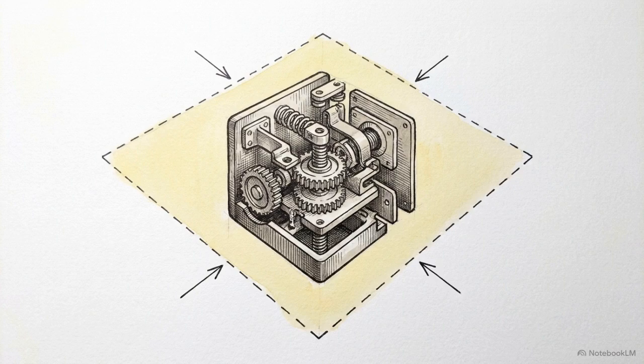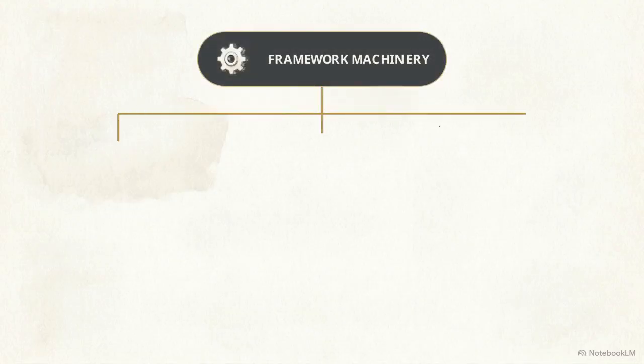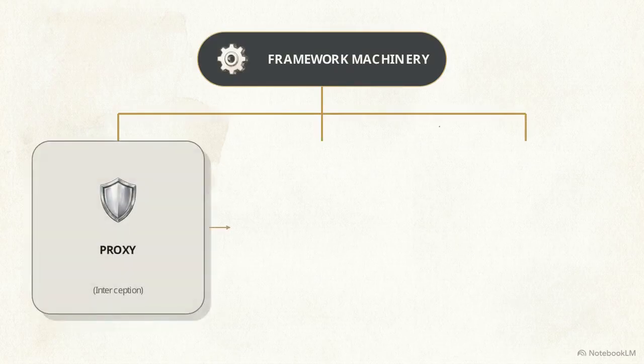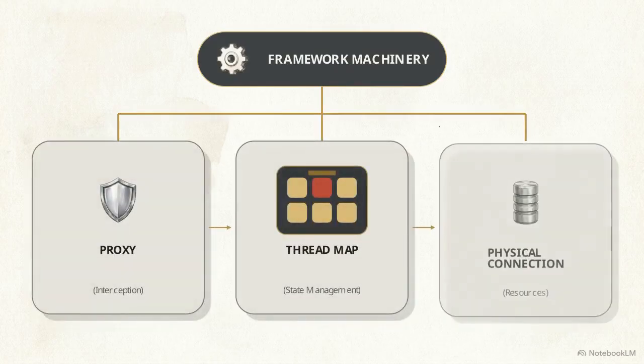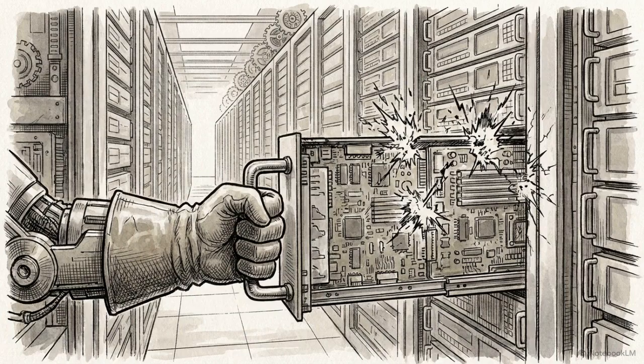This happens because the developer's mental model treats transactional as a simple code boundary. In reality, it is a complex coordination of physical resources. To resolve these failures, we have to unpack the underlying machinery: AOP proxies, thread local state maps, and the physical state of the database connection. Treating the framework as physical infrastructure is the only way to manage these hidden transaction failures.